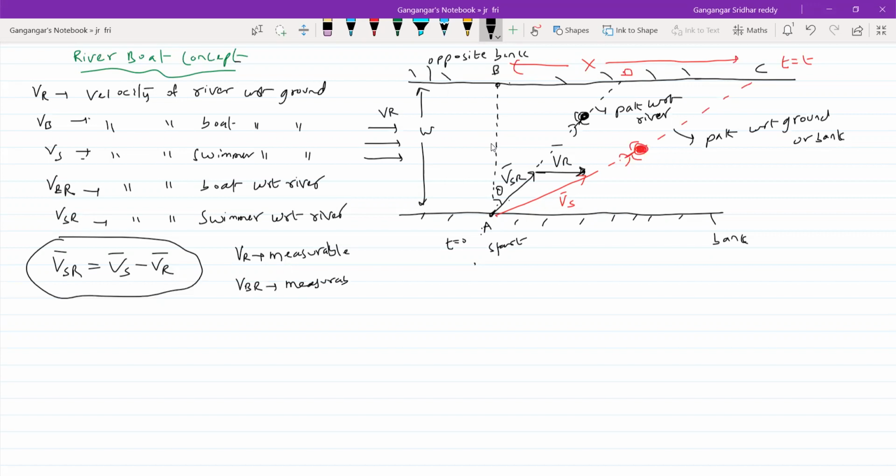Sir, how do you measure VBR? I think nowadays we have got mobiles. A boatman will call boatman. What is the speed of your boat? What is the speed of boat?